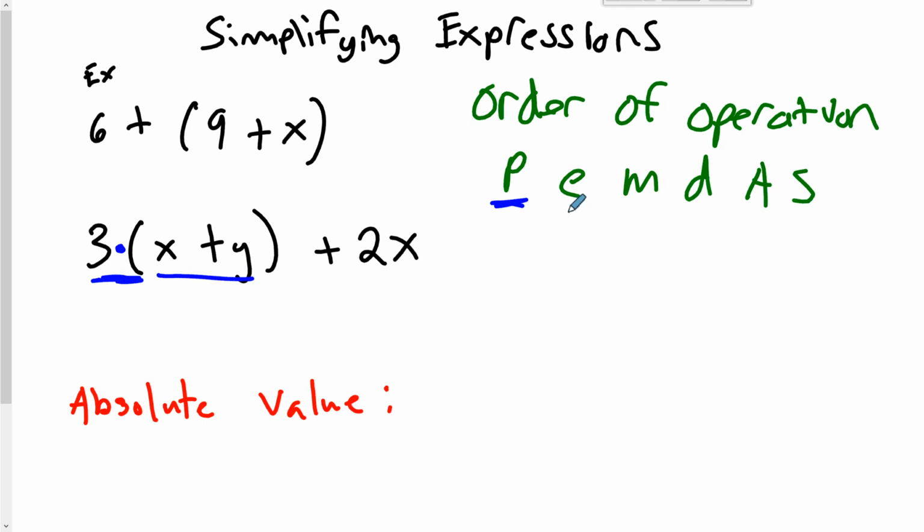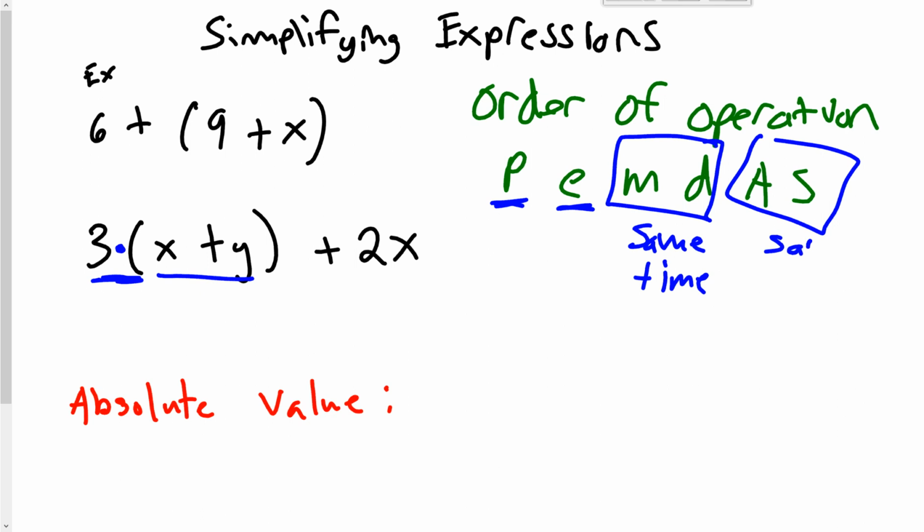And then we have exponents next. And then multiplication and division. These are really the same at the same time. So if I have multiplication and division happening at the same time in my simplification, then I just go from left to right. I just do whichever one comes first, division or multiplication, because these are the same. Same with adding and subtracting. These are the same time as well. So whenever these are both happening, you just go from left to right, and whichever one comes first, you would add or subtract.